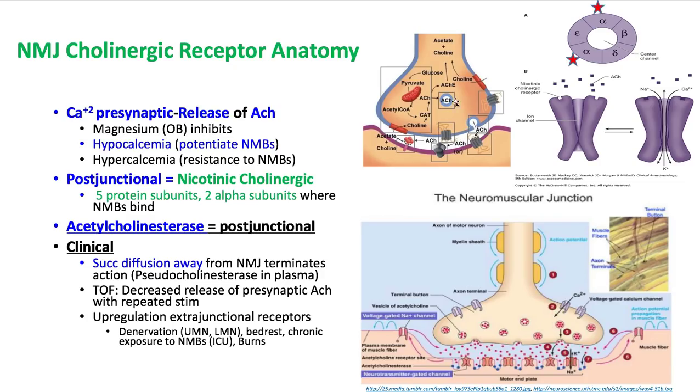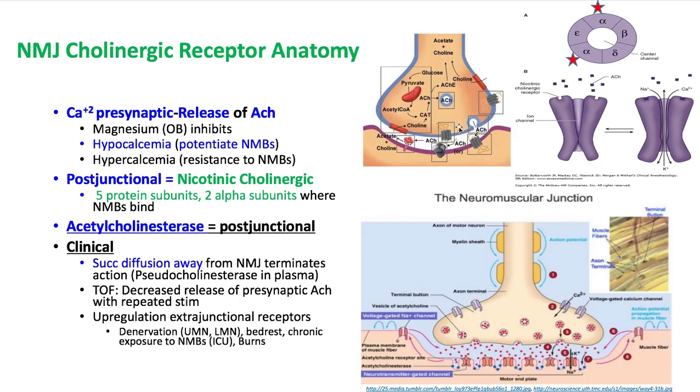But calcium has to come in presynaptically. And magnesium inhibits this. So up on OB, high doses of magnesium being administered to a parturient can result in weakness. Hypocalcemia, conversely, can potentiate neuromuscular blockade. Hypercalcemia can make a person resistant to neuromuscular blocking agents.